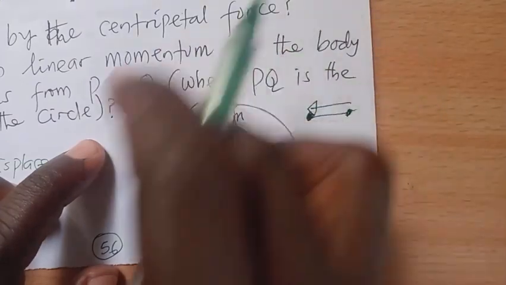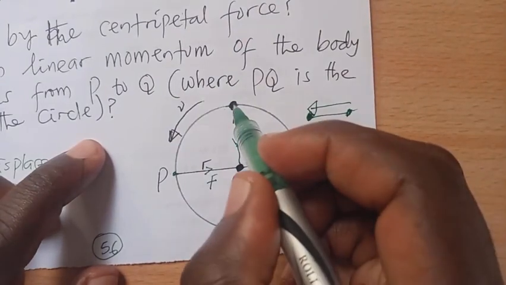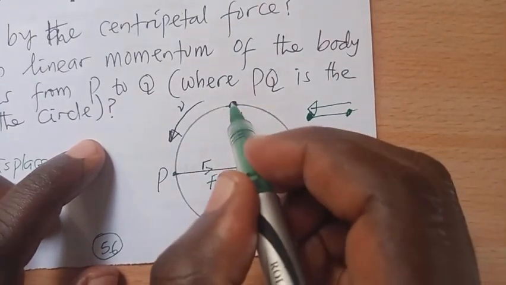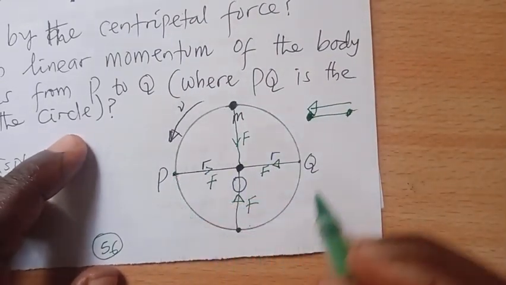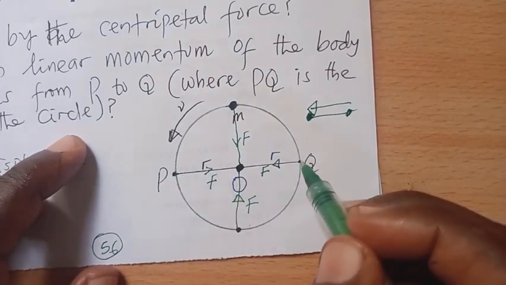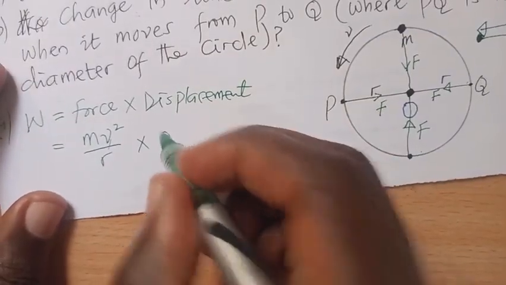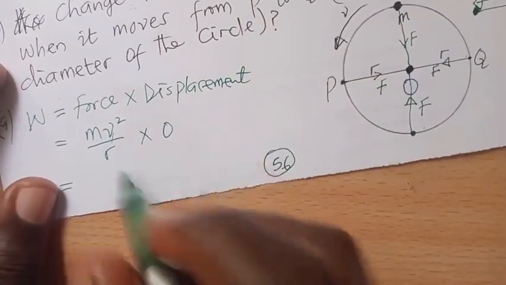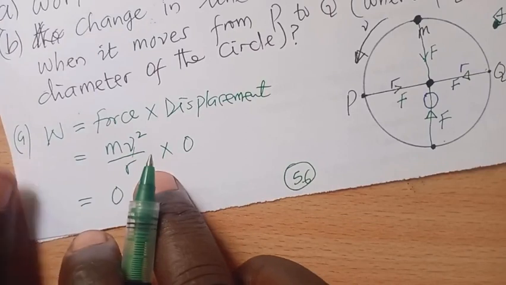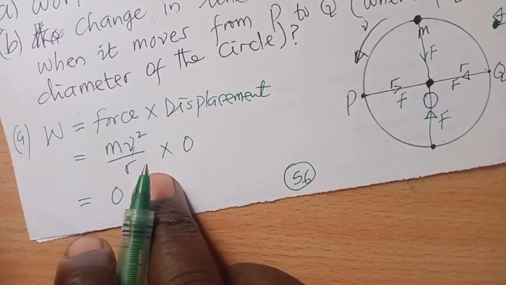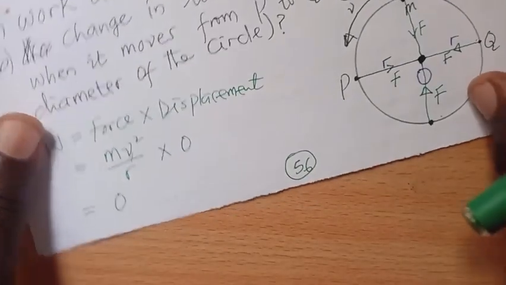So what is happening along the circular path is that the object is not displaced eventually, because when it started here, it will always come back to here. So when it comes back, no displacement. As such, the displacement is zero, and because the displacement is zero, the centripetal force multiplied by 0 is 0. So it means that the centripetal force has not done any work on the object. So the work done by the centripetal force is 0.